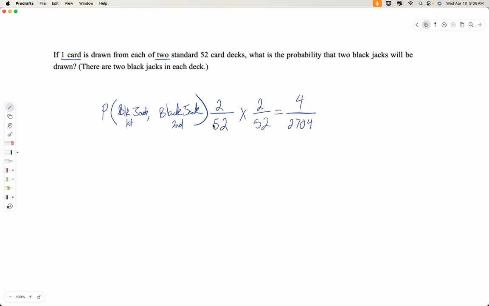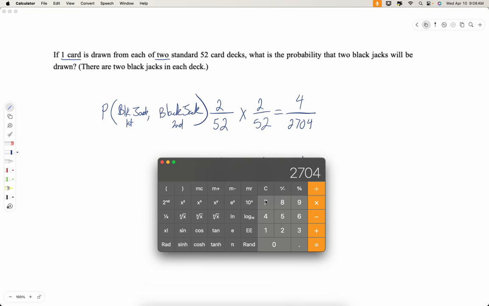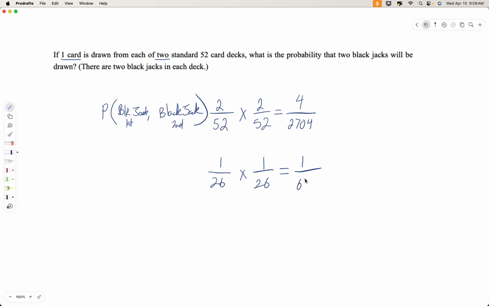2,704. But we need to reduce this. Now the thing that I see is that these are reducible on the front end. So I could say 1 out of 26 times 1 out of 26 to reduce it. So I don't have to try to figure that out up here. So that'd be 1 over whatever 26 times 26 is, which would be 676.